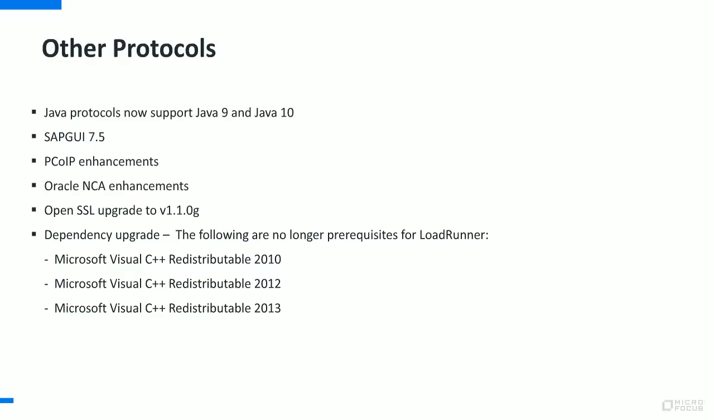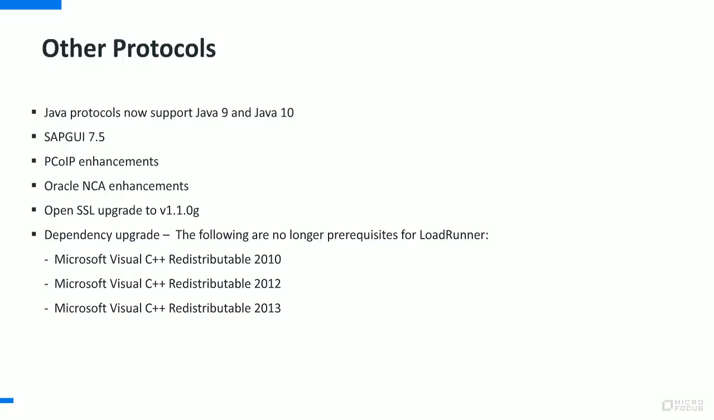In regards to the PCoIP protocol, we've enhanced the desktop tool support with the ability to sync on bitmap timeout per step. Also, for the Oracle NCA protocol, it now has a new runtime setting that enables connecting to one or more multiple IP addresses. So you'll be able to see that through VuGen within the runtime settings. And then also we upgraded our OpenSSL to version 1.1.0g.